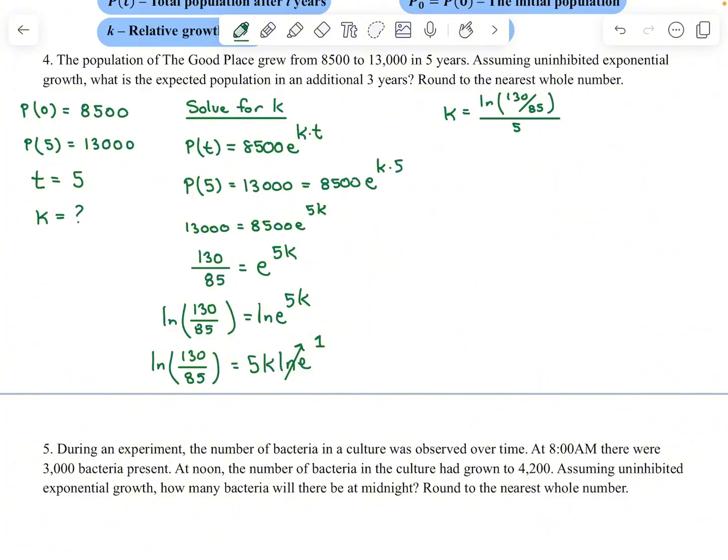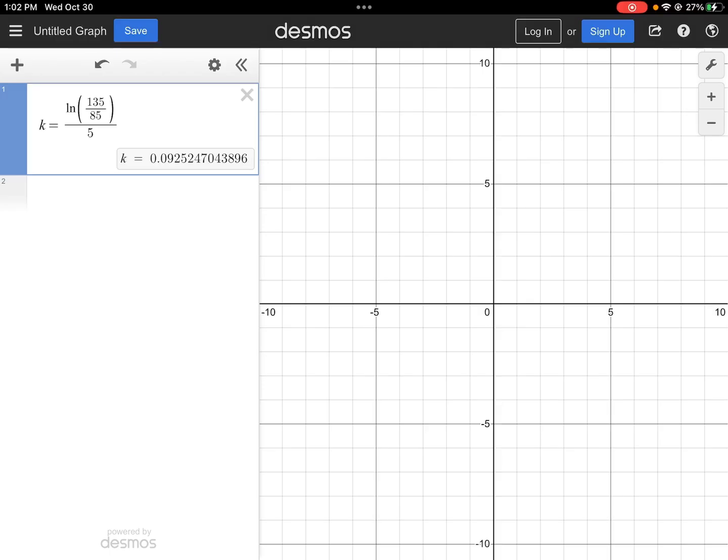Now I'm going to use Desmos to find an approximate value for k. So I've gone ahead and entered k into Desmos. And k is equal to 0.0925247043896. And with this problem, I am not going to round the value of k. I'm going to leave k as this entire decimal. So what I've done in Desmos is I set k equal to this expression. And I'm going to come back to this in a little bit.